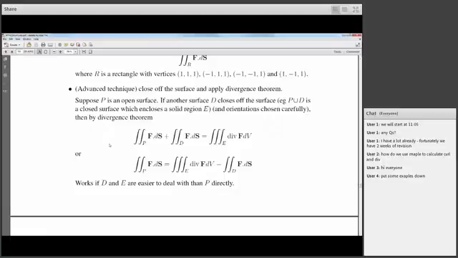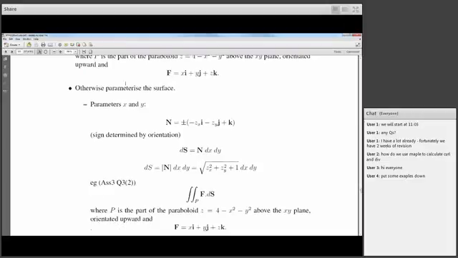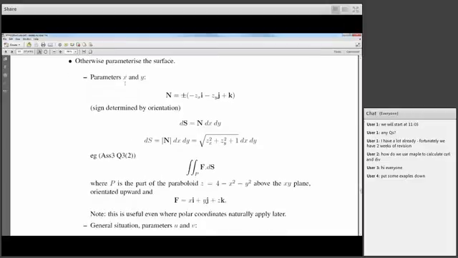So if nothing of this works, then what you really are forced down to do is to parameterize. The easiest parameterization is just using Cartesian coordinates. So just parameterize using x and y. If it's on the side, then maybe y and z, etc. But parameterizing in terms of x and y is by far the easiest to do.